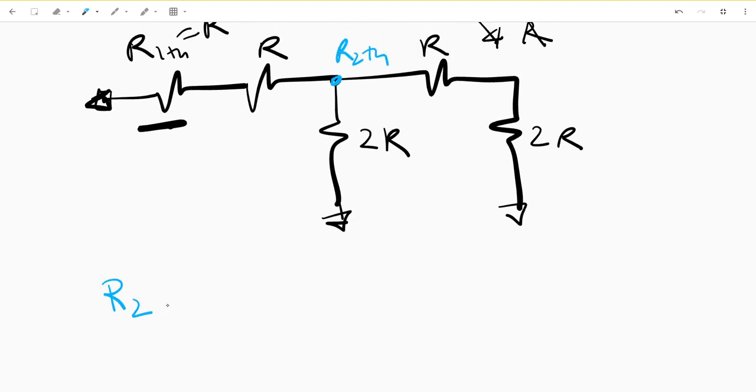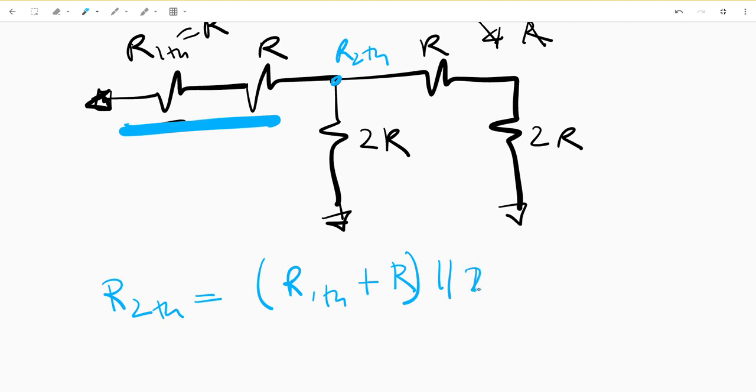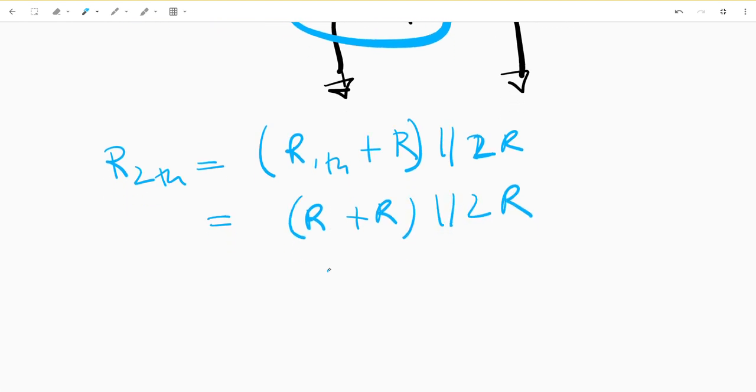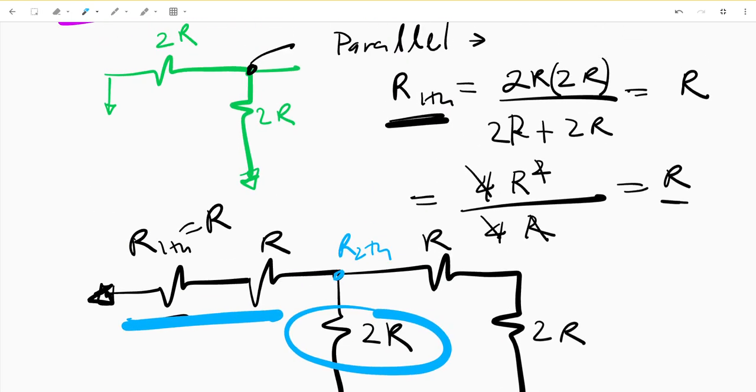So R2TH is equal to R1TH plus R, because this is in series with each other, in parallel with 2R. And that's the 2R coming from here. So how do we do this? So R1TH we know is R plus R in parallel with 2R. And now we know 2R in parallel with 2R is equal to R. The reason we know this is because we did it up here.